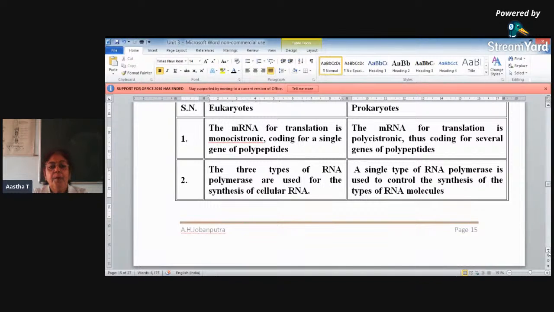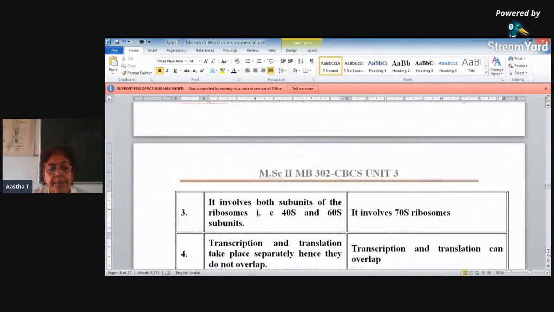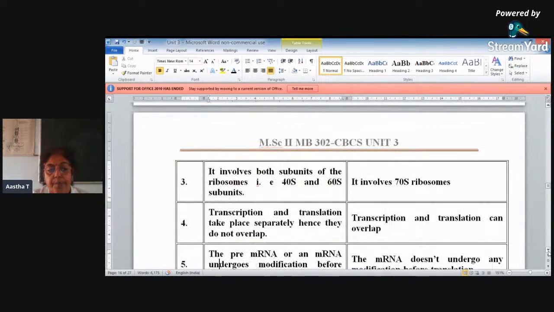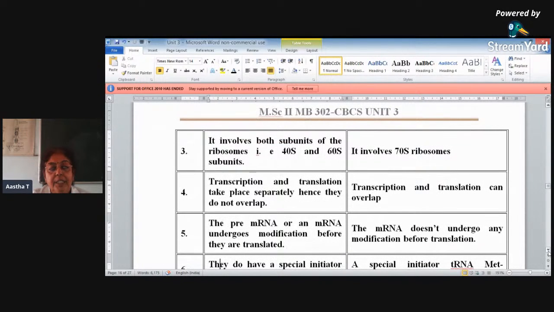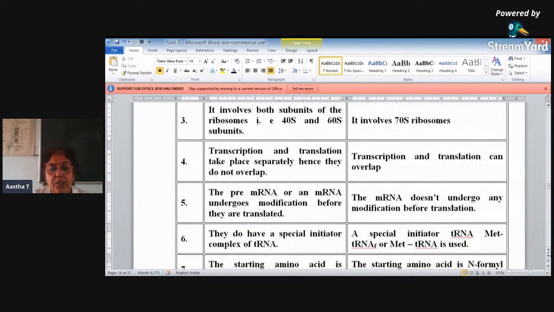Three types of RNA polymerase are used in eukaryotes for the synthesis of RNA, but only one type of RNA polymerase is used in prokaryotes for the synthesis of various types of RNA. In eukaryotes, both subunits are involved, 40S and 60S. Here in prokaryotes it involves the 70S ribosome. In eukaryotes, transcription and translation take place separately. They do not overlap. But in case of prokaryotes, these two processes are overlapping.